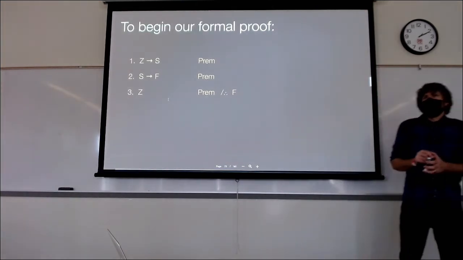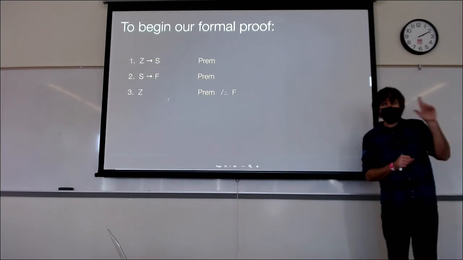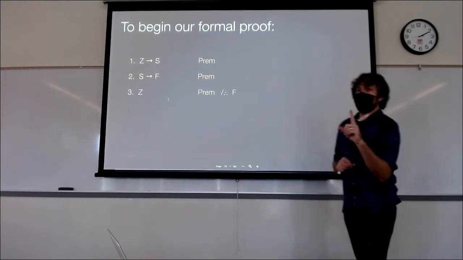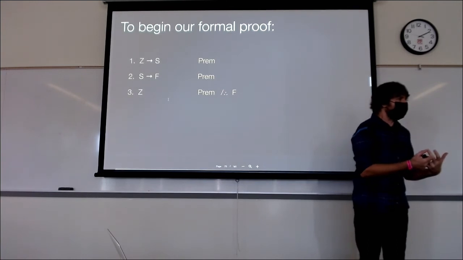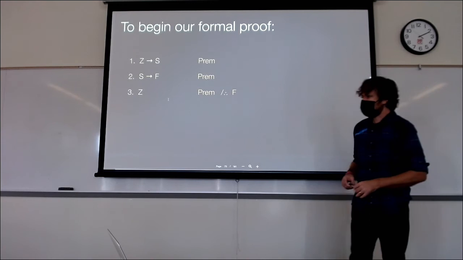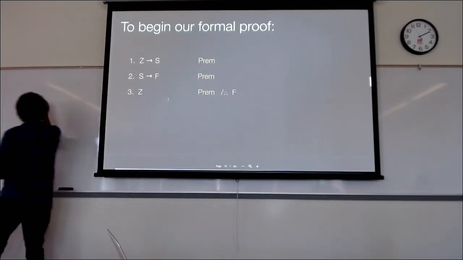Right now, you only have one rule to use. I'm constraining you. You only have one rule you can use. That means only one way to generate new lines in a proof. That rule is Modus Ponens. That rule, again, looks like this.